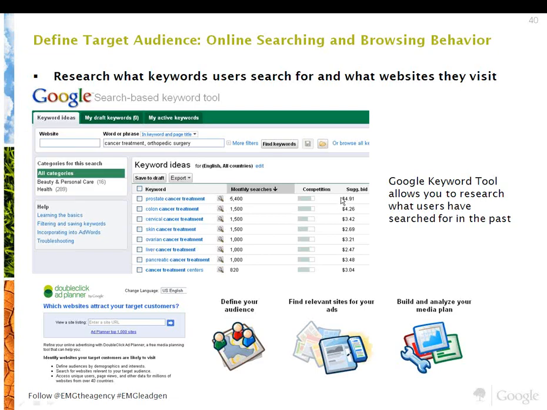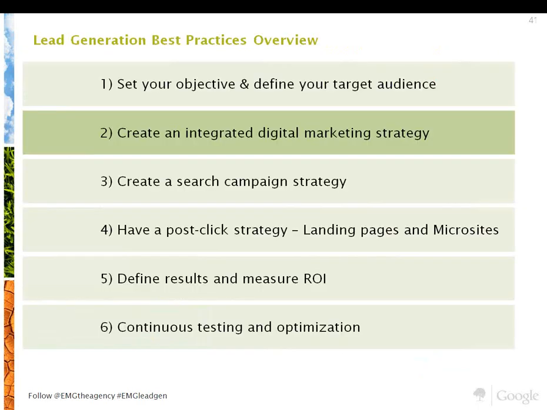I think Isaiah touched upon this. Using Google's DoubleClick Ad Planner, you're able to define your audience, find those relevant sites, and really start building and analyzing your media plan.